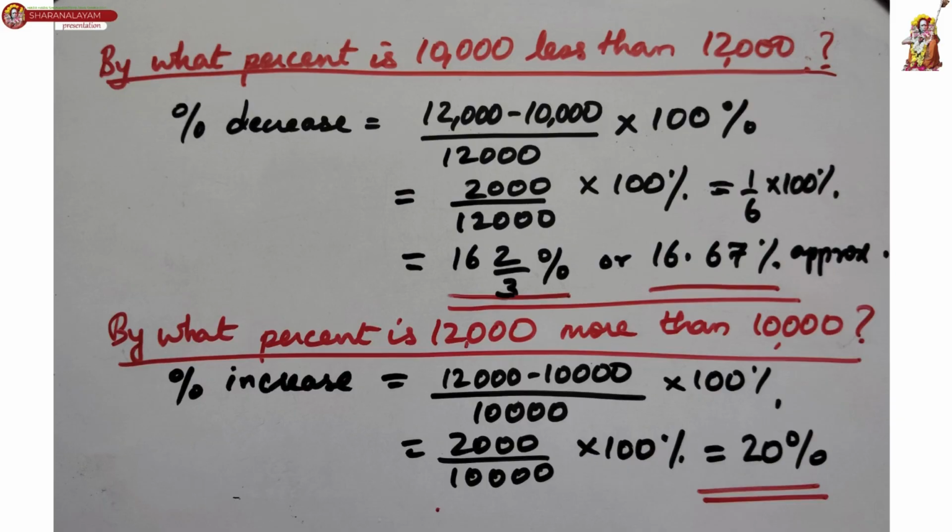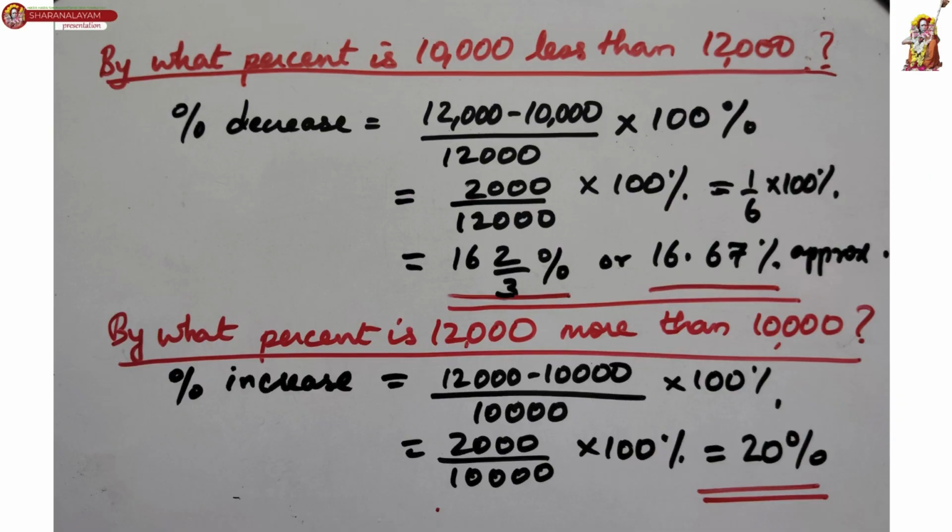So that's the base. We have the required percentage equals 12,000 minus 10,000 divided by 12,000 into 100%, which is 2,000 upon 12,000 into 100%. That comes to 1 by 6 into 100%, which is 16 2/3%, or 16.67% approximately.